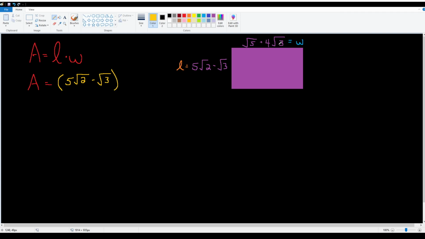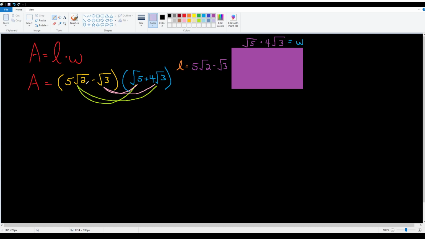And I'm going to replace the width with radical 5 plus 4 radical 3. So here I have two binomials that we want to multiply together. Well, if we think back to what we were doing in chapter 8, when we were working with our multiplying, this is a double distribution problem. I take my first term and I'm going to distribute it through to both terms. Then I'm going to take my second term and distribute it through to both terms.